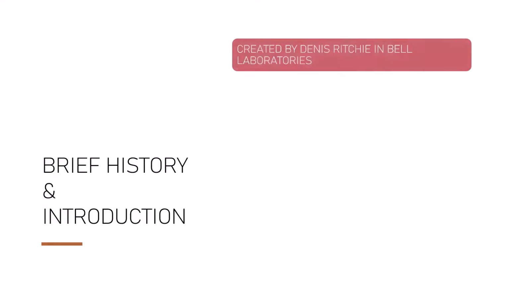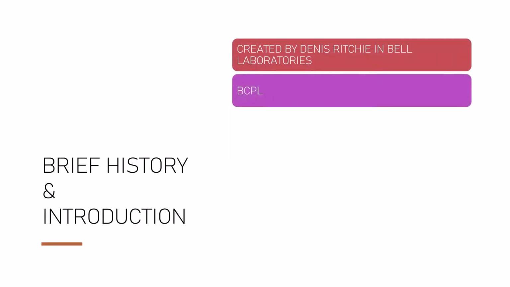So just to give you a brief history of the language, C was created by Dennis Ritchie in Bell Laboratories. Before C, there was a language called BCPL, or Basic Combined Programming Language. Now, of course, this language is no longer commonly in use, but has left its influence because of the creation of a language called B.